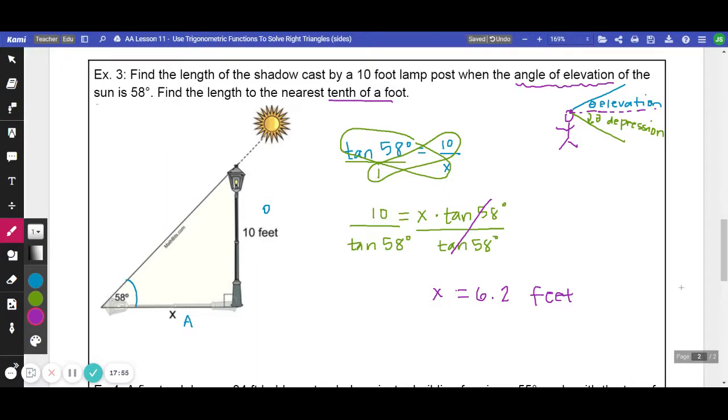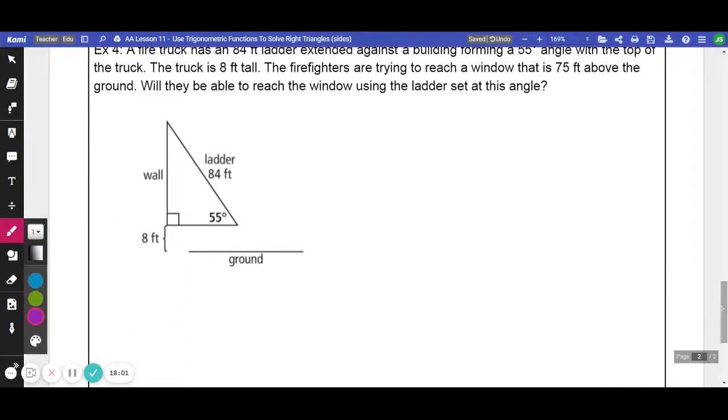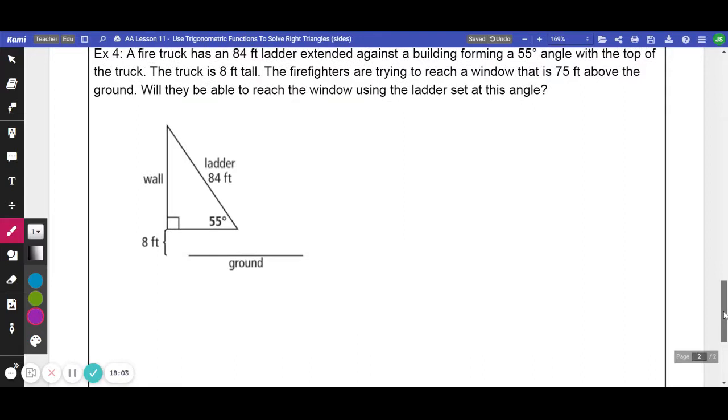I shouldn't have given you the picture for the other one, but the other one's a little tougher. Okay, last one. A fire truck has an 84-foot ladder. Okay, so think about there's a truck, right? What does a ladder look like? Here's the ladder right here. That is 84 feet. Leaning against a building.